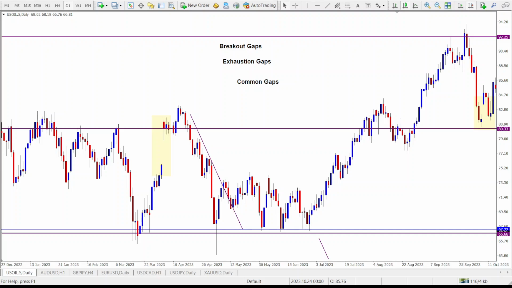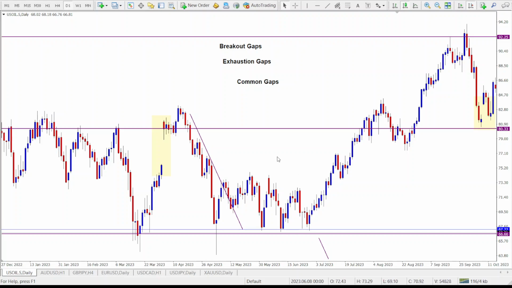Okay, then the next, context actually matters. Pay attention to where the gap occurs. For example, is it near a resistance or support level? Is it during a high impact news event? Measuring gaps isn't just about knowing the size, it's about understanding what the size means in the context of the market. So how do you use gaps to enhance your trading strategy?